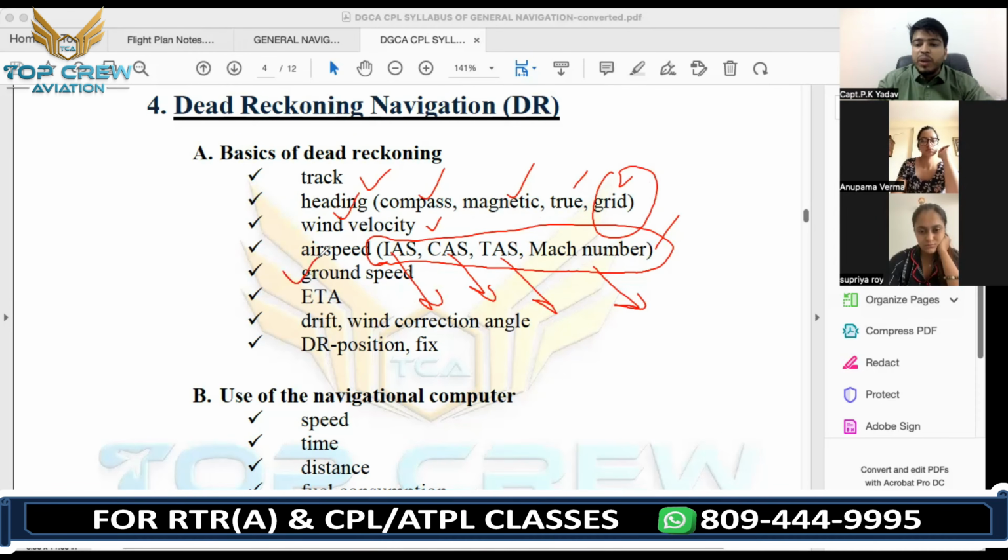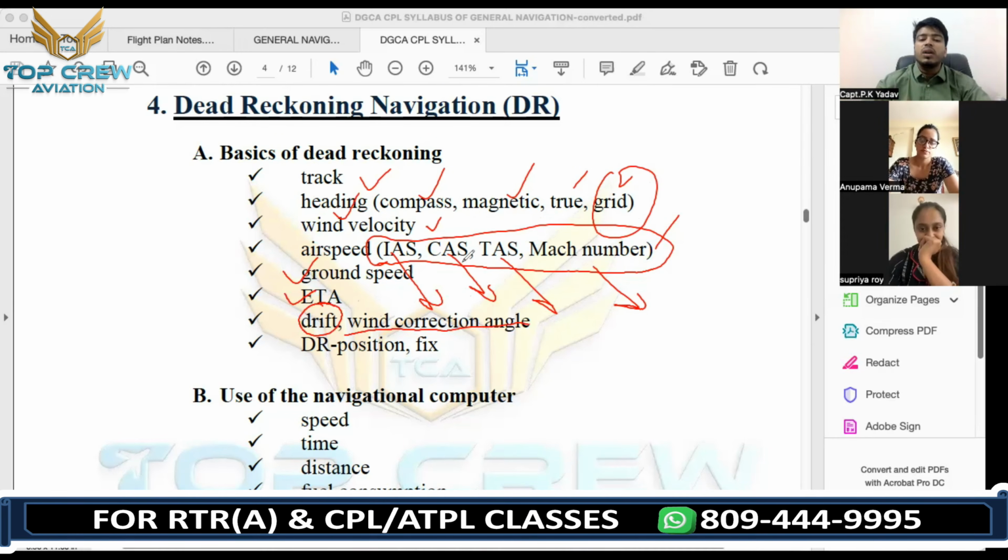What is ground speed? What is expected time of arrival? What is drift? What is wind correction angle? Whenever we have drifted from our track because of wind, how are we going to correct it and come back to the track?